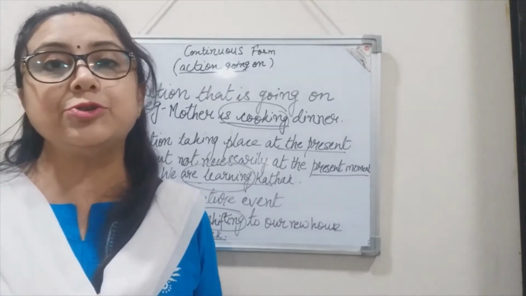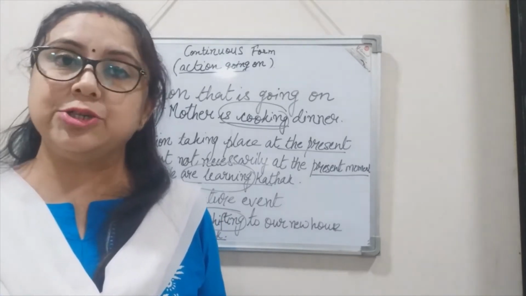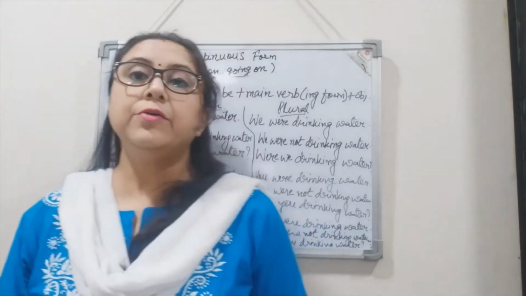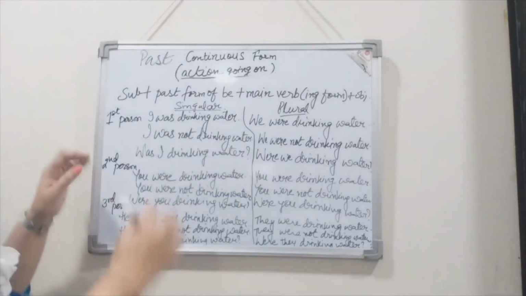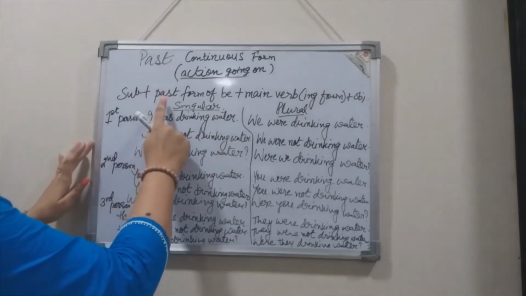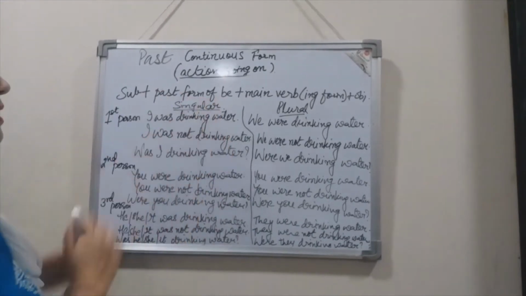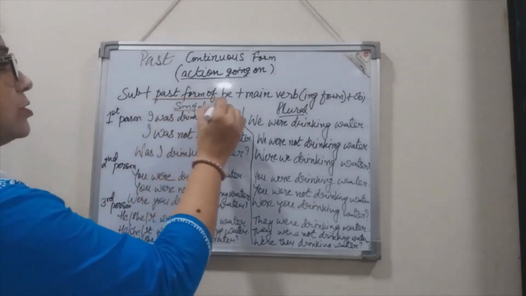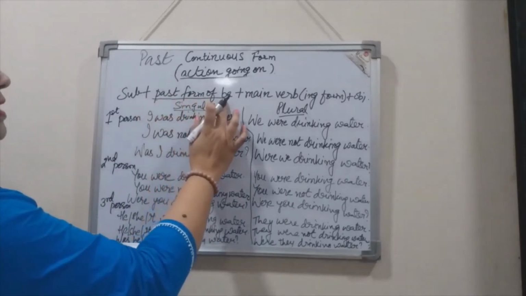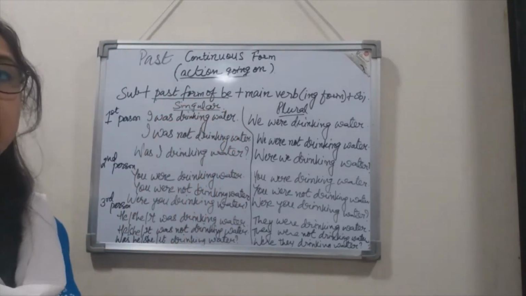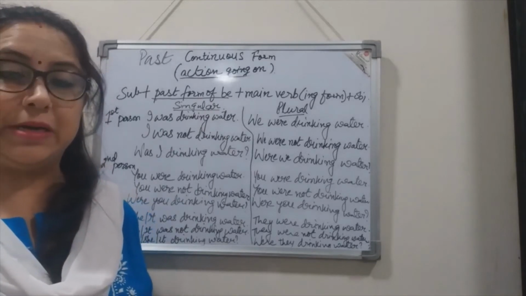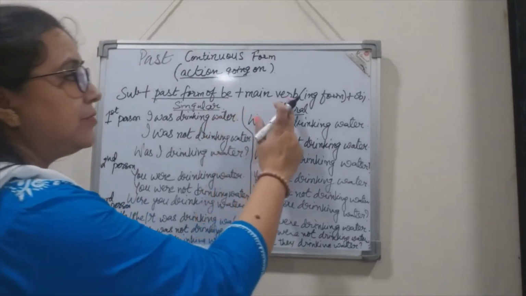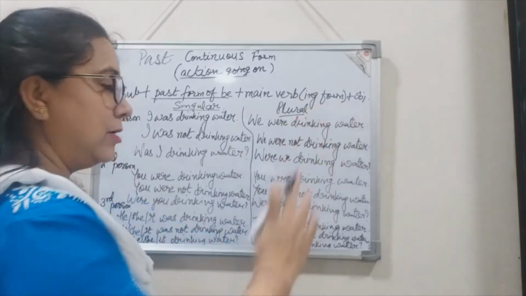Now proceeding to the past continuous tense form. Let us see the basic structure. Subject plus past form of be. This is the most important thing. Past form of be, that is was, were. These are the past forms of be. Then the main verb in ing form and the object.